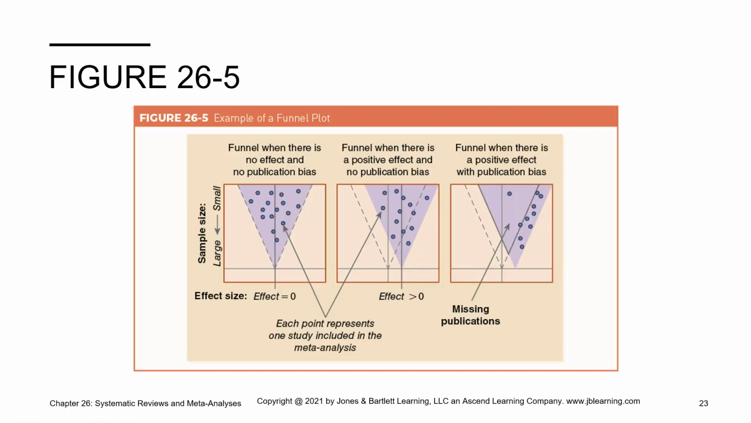And then figure 26.5 includes an example of the funnel plot, and here's where you can see how the different studies lie. This first plot has an effect size of 0, and this is a funnel where there is no effect and no publication bias. Then in this funnel, you can see there is a positive effect and no publication bias with effect size that is greater than 0. And then here you can see this is a funnel where there is a positive effect, but there's publication bias. And really all of these data points kind of lie together along one line versus spread out here in more of a funnel shape.